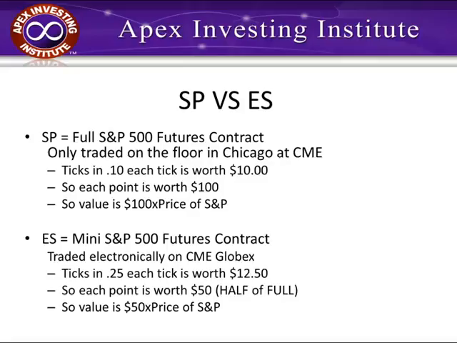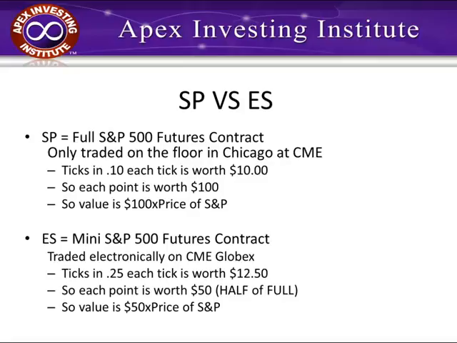So they tick in 10 cents. So every tick is worth $10. Every point is worth $100. So the value for a full S&P futures contract is $100 times the price of the S&P. Okay. Well, a mini is worth half that, and it's traded electronically on CME's Globex through your broker. All right. And it ticks in quarters, 0.25.